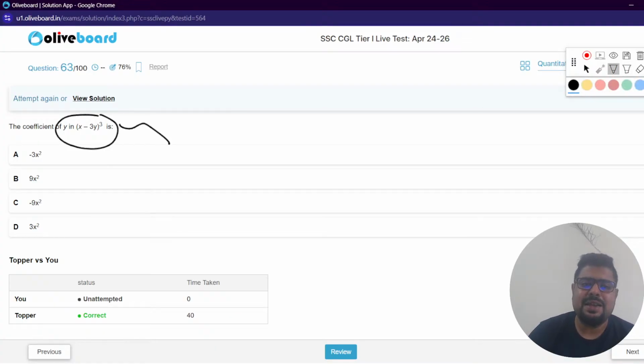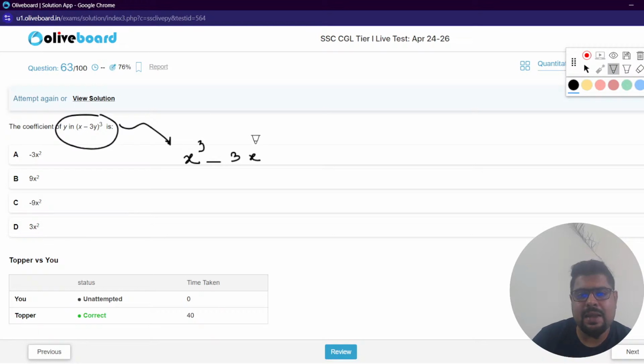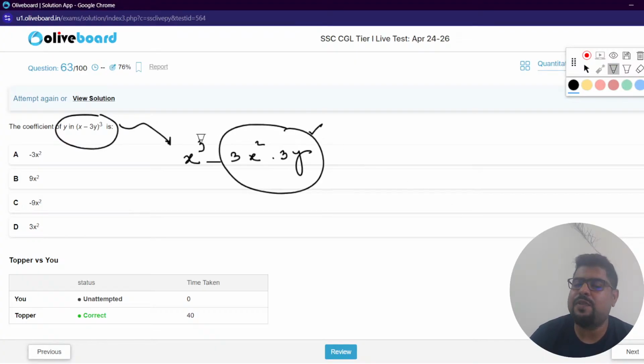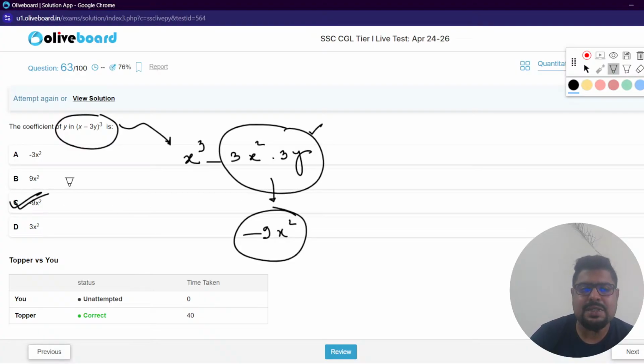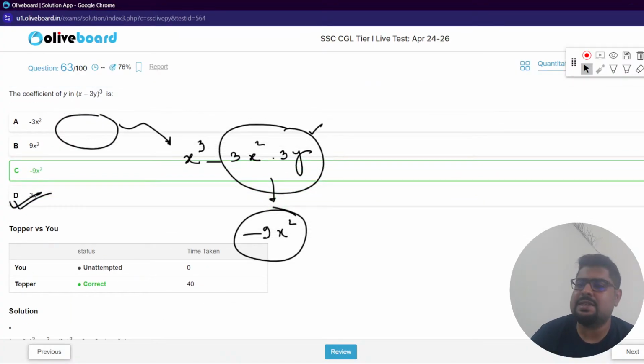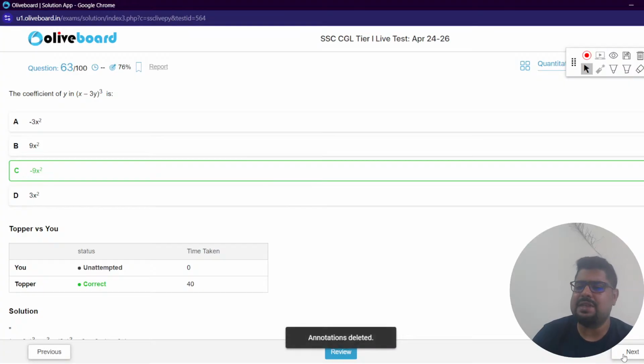Coefficient of this, if you know the binomial theorem, you can do it using simple logic. But here you can simply break it down. A minus b whole cube: a cube minus 3a squared b. A square is x square, and b is 3y. So this is only the coefficient of y. So 3 3s are 9x square with a negative sign. Option number C is the answer. Done. Simple. Just break it down in a minus b whole cube form.